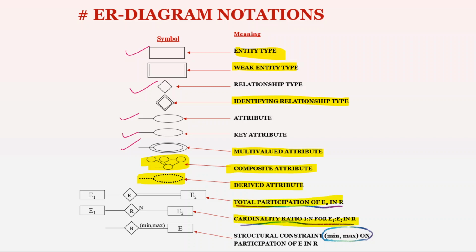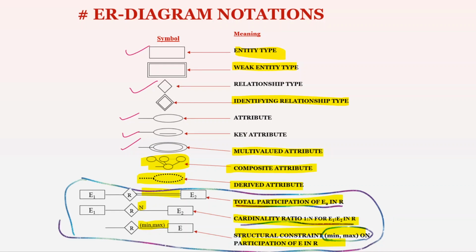So total participation, partial participation, and the cardinality ratio. Total participation is represented using this double line notation, and the numbers written over the lines are known as the cardinality. We can also represent the participation and cardinality using min-max representation. All these things we are going to cover in this lecture. This is the basic representation of relationships and the different things related to relationships, like participation, cardinality, and degree.